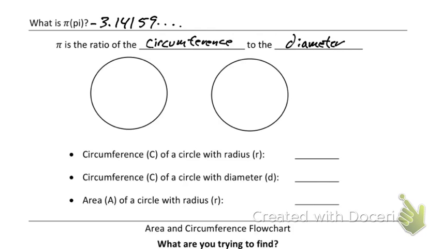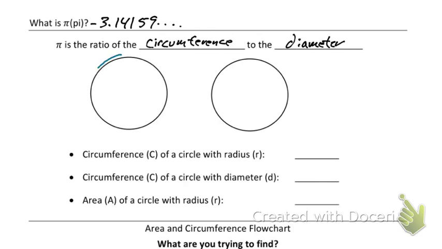But if you take a can of soda and you take a string and measure your circumference, and you find the diameter of that can, if you do that division, you're going to get about 3.14, probably not exactly 3.14 because your measurements aren't super accurate. All right, but that is our ratio of circumference to diameter. So let's talk about circumference first.